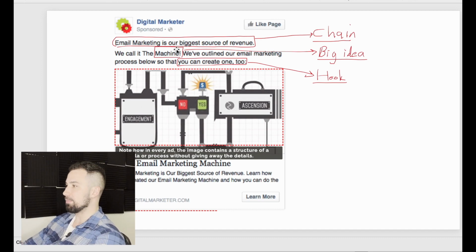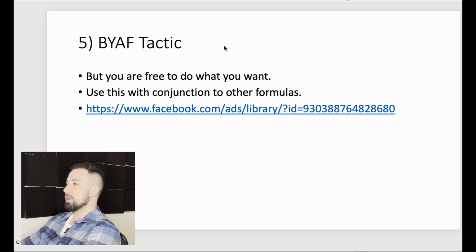He's coming up with something. Why it's a machine? We don't know yet, right? We have to click on the ad to see what it is. We've outlined our email marketing process below so that you can create one too. Hook. Bam. CTA. As you can see, they covered this pretty well, but the chain and the big idea could have been, vice versa, one above the other.